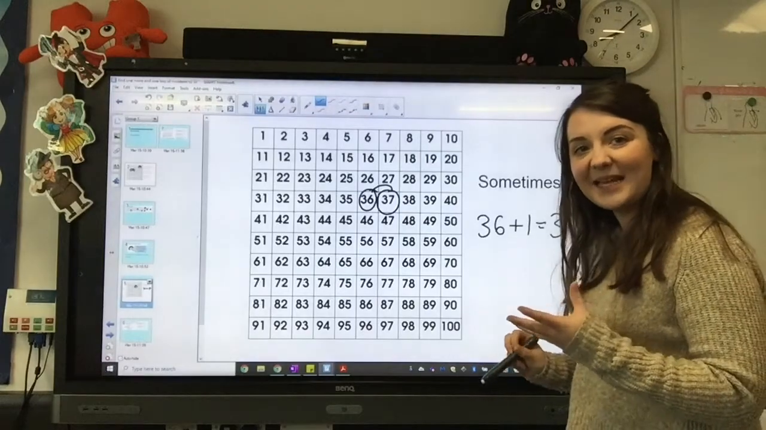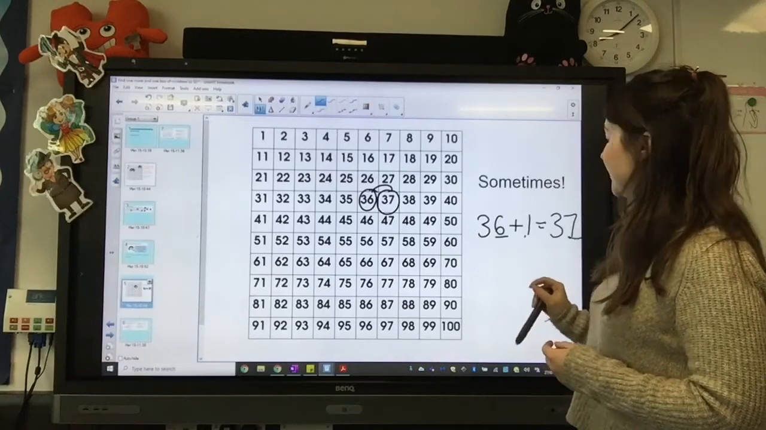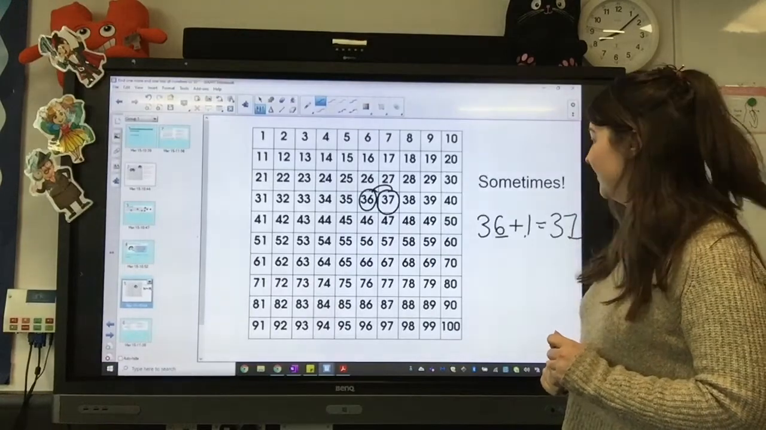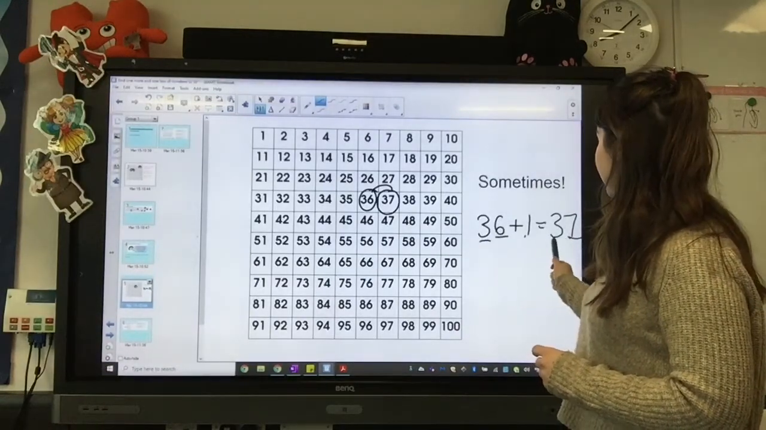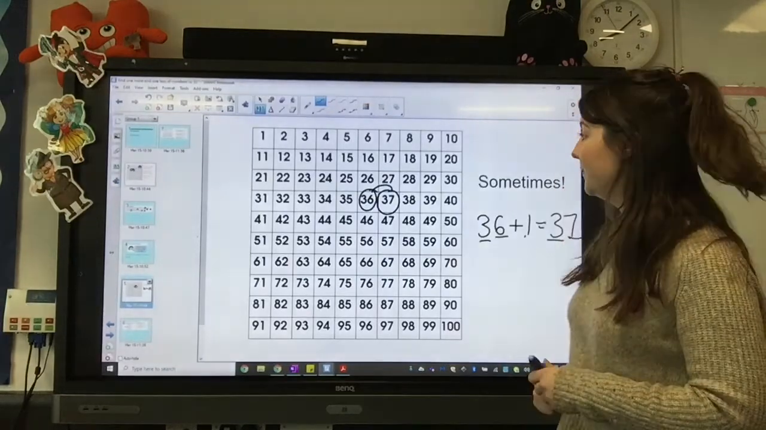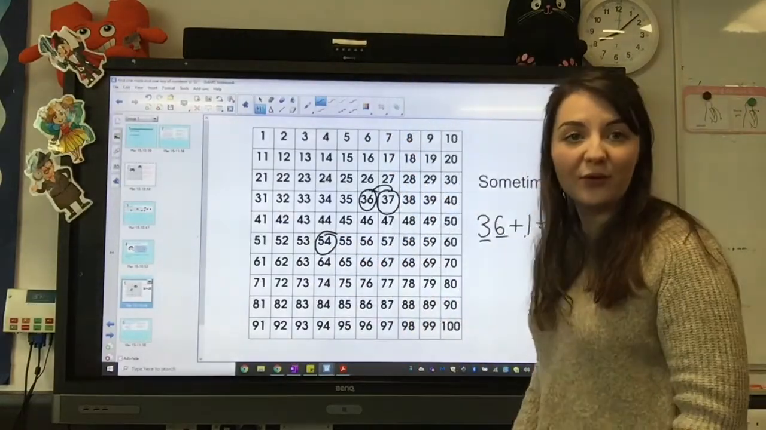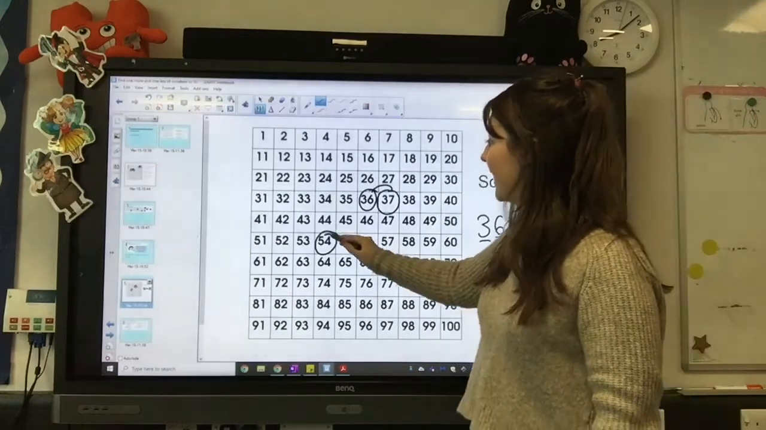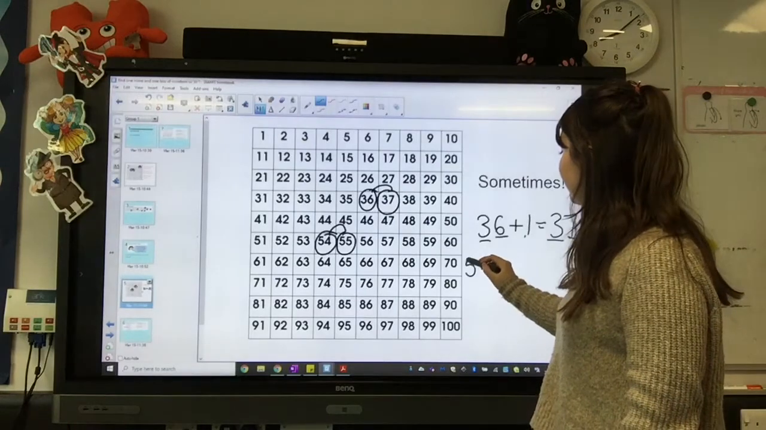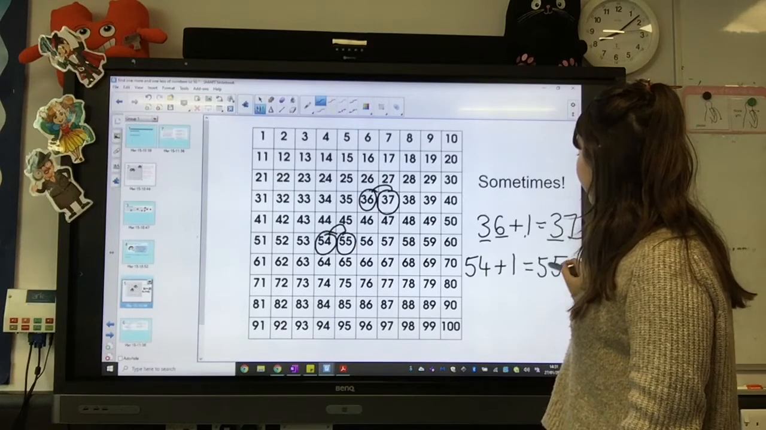Now, in this example, yes, only the ones column has changed. I've added one more to 6, which has made it 7. Our tens column has stayed the same. We still have 3 tens, but our ones have increased by 1. If I look at 54 for another example, and I add 1, I land on 55. 54 plus 1 equals 55.